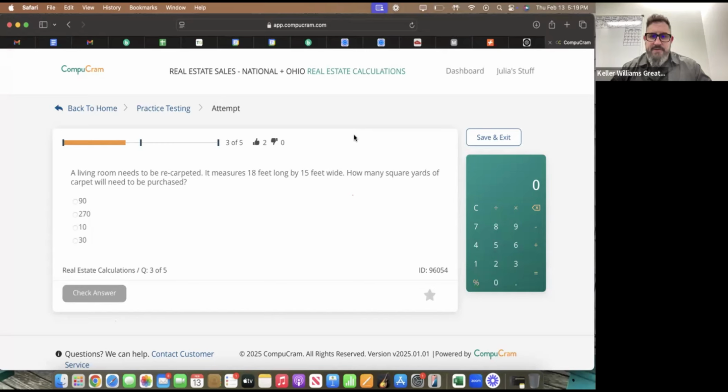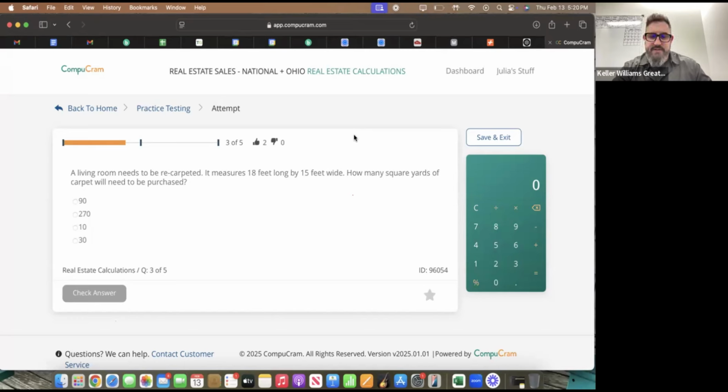So how many square yards of carpet will need to be purchased? So 18 times 15 is 270. And then you've got to figure out how many square yards of carpet will need to be purchased. Well, how many square feet are in a square yard, you ask? 9. There's 9 square feet in a square yard.